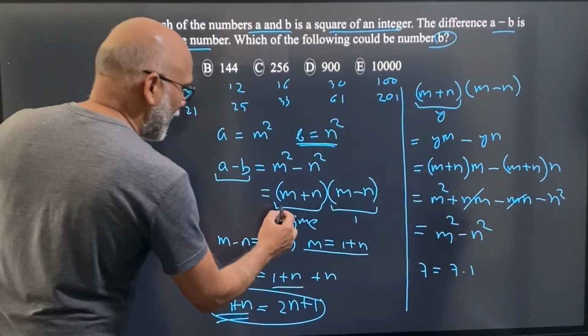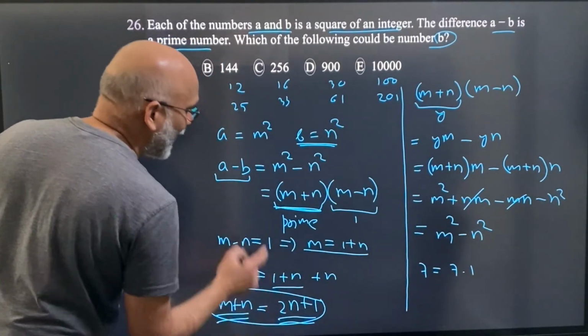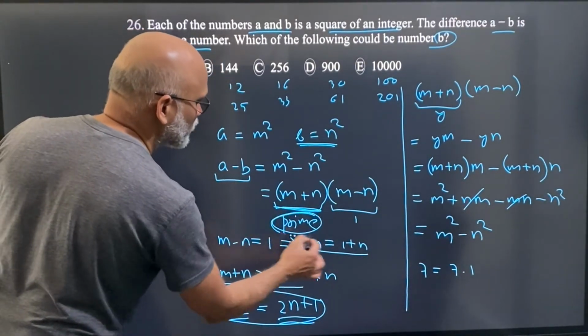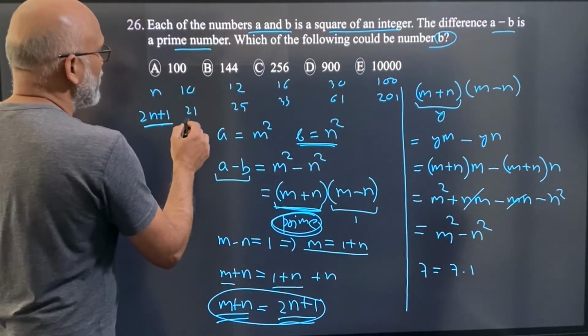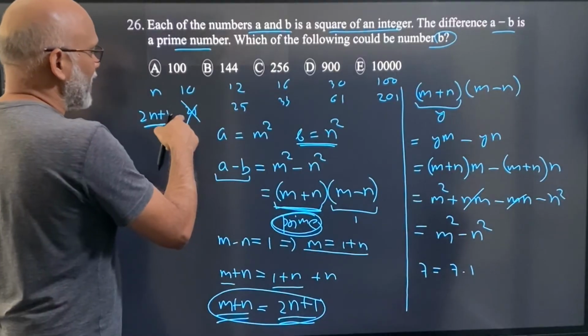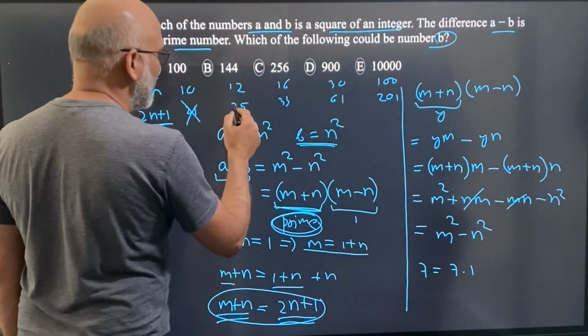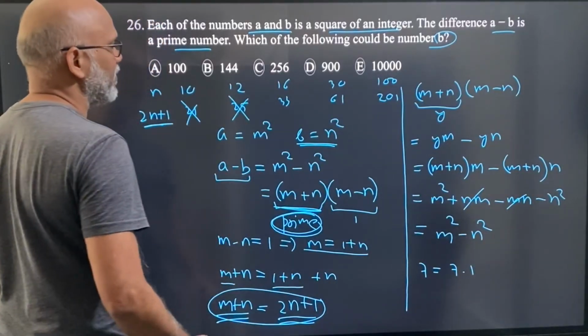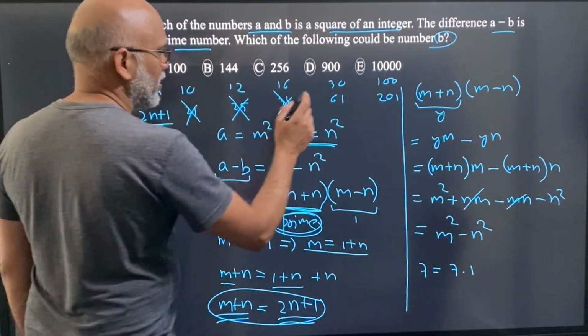Now m plus n, which is the same as 2n plus 1, has to be prime. It has to be prime, right? So this has to be a prime number. 21 is not a prime number, right? The factors of 21 are 7 and 3, so it cannot be a prime number. Again, 5 times 5 is 25, so this is not a prime number. 11 times 3 is 33, this is not a prime number.